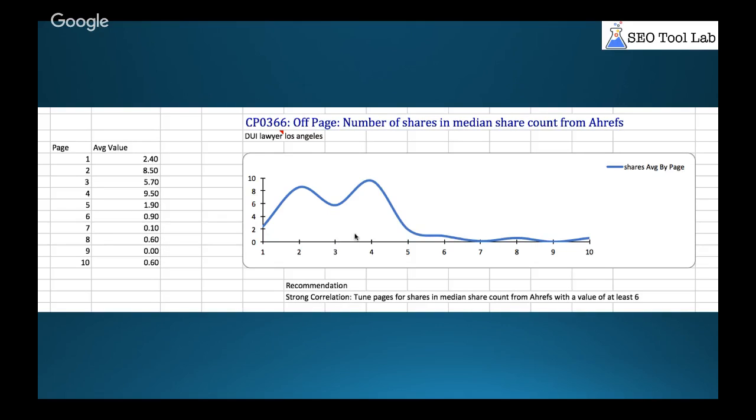Median or number of... so the median share count from Ahrefs. So we're looking at how many shares they get. There's strong correlation. So apparently you do want some social integration, even with a long tail search like DUI lawyer Los Angeles. It appears to matter in aggregate, but not in Twitter.